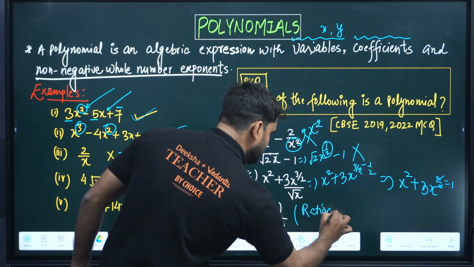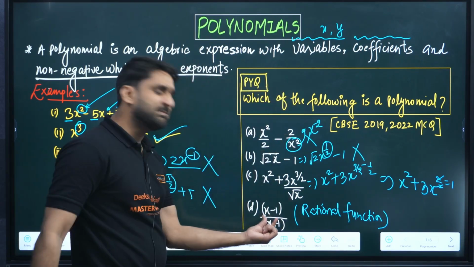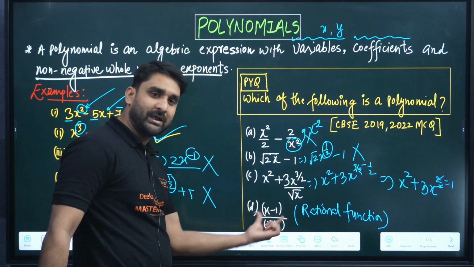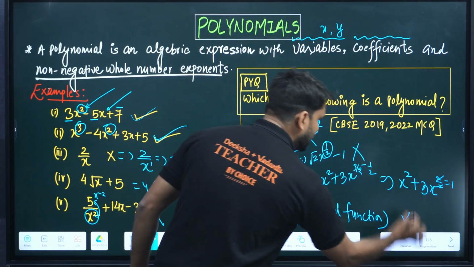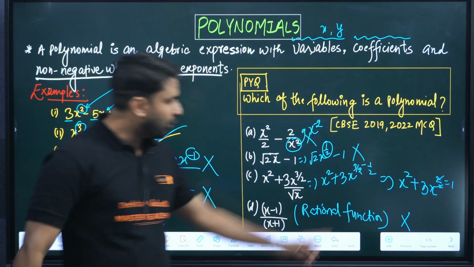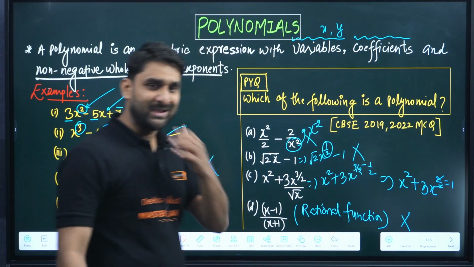This is called a rational function. One variable x, where x minus 1 is in the numerator and x plus 1 is in the denominator. So this is called a rational function, and a rational function is not a polynomial. So only the third one, C, will be the polynomial. I hope you are getting my point. Is it clear, my dear?